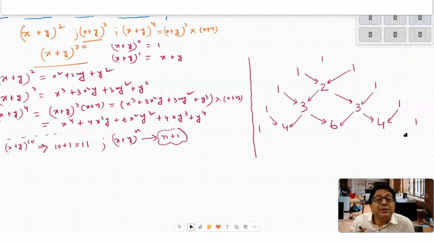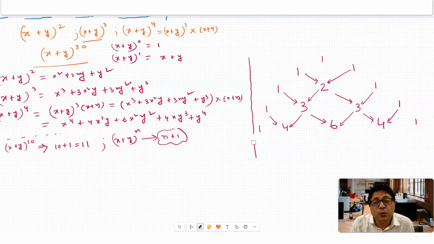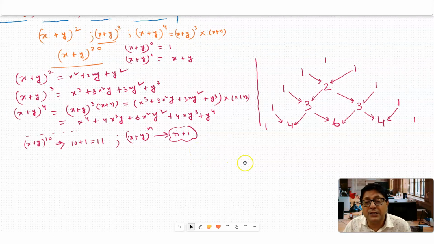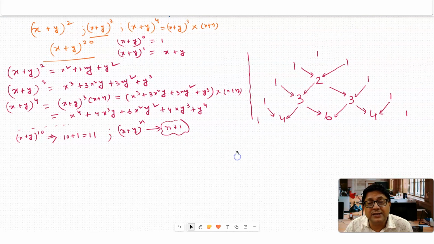Now, by using this method, if I say that we'll write the expansion of, say, x plus y to the power 5, let us write. We got it for x plus y to the power 4. What will happen for x plus y to the power 5? Let us check.